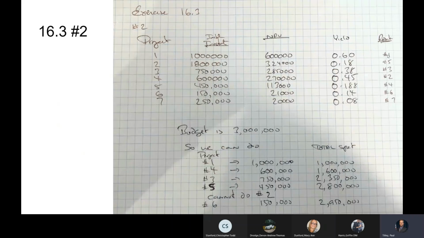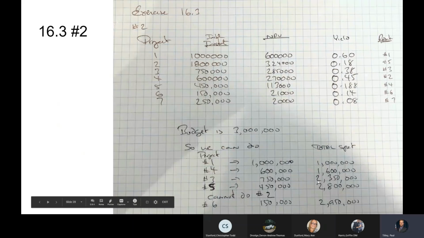So number 1, for example, is going to chew up $1 million. So that's $1 million of our budget gone. Number 2, which is the 4th project, is our second choice, and it is $600,000. So that chews up some here. So we've got 1.6 spent. The number 3 project is the next best alternative, and it chews up $750,000.